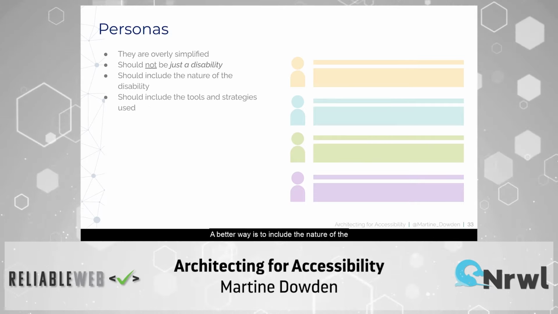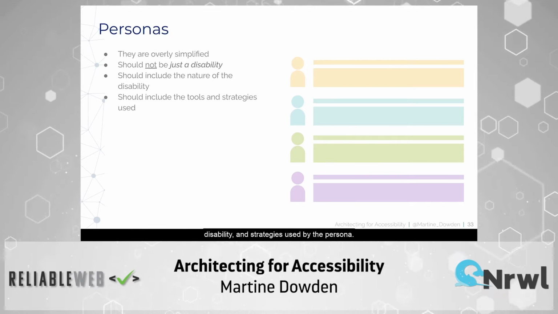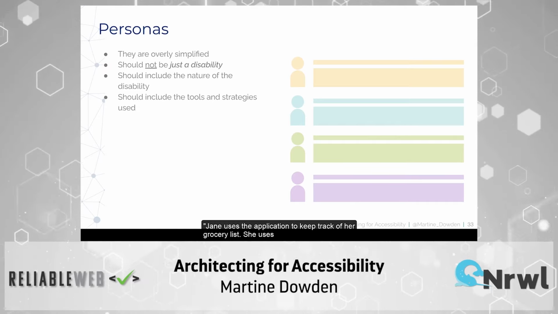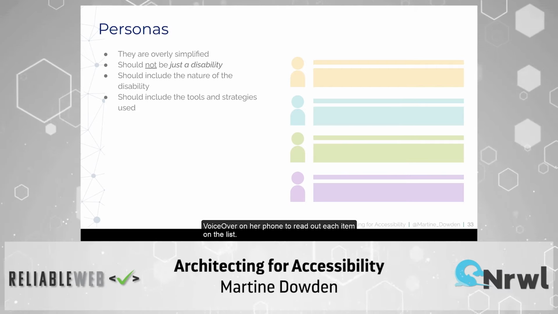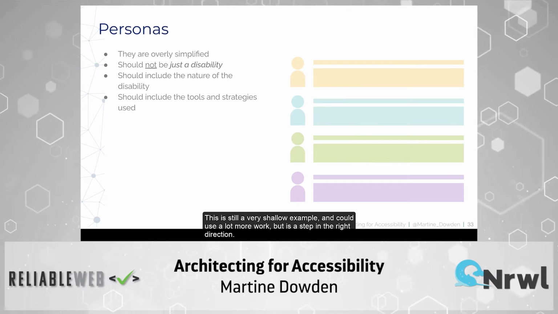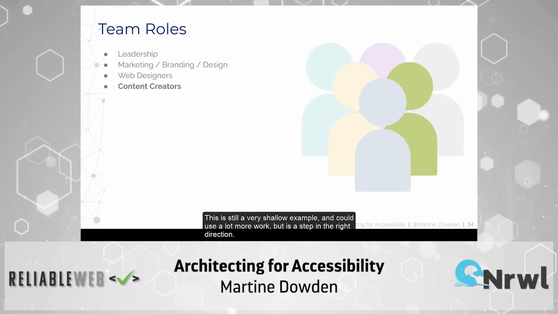A better way is to include the nature of the disability and strategies used by the persona. To rehash the previous example, Jane uses the application to keep track of her grocery list. She uses VoiceOver on her phone to read out each item on the list and text-to-speech in order to create new items. This is still a very shallow example and could use a lot more work, but is a step in the right direction.